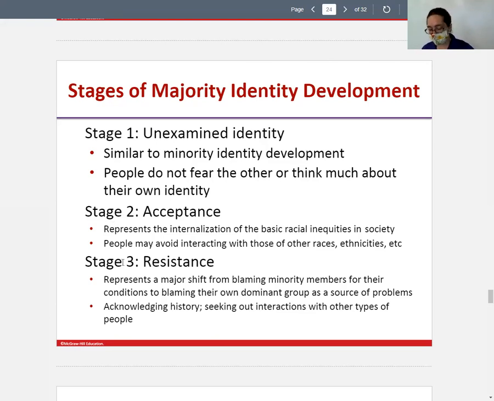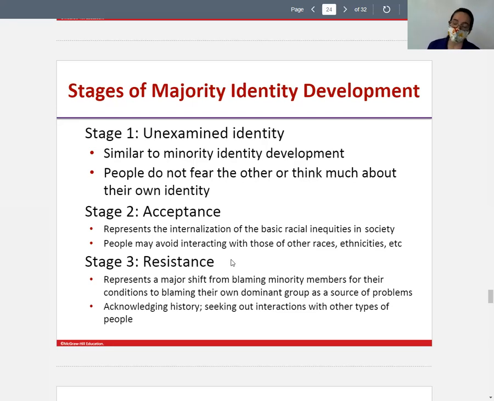This resistance stage, you're moving from blaming people of the minority for their conditions, saying, oh, well, that's just the way it is. Like, if people worked harder in this group, then they could get it done, instead of realizing there might be some institutional or social factors that help keep this particular group down. You can't blame it all on the group for being this particular way, because there are other factors at work.